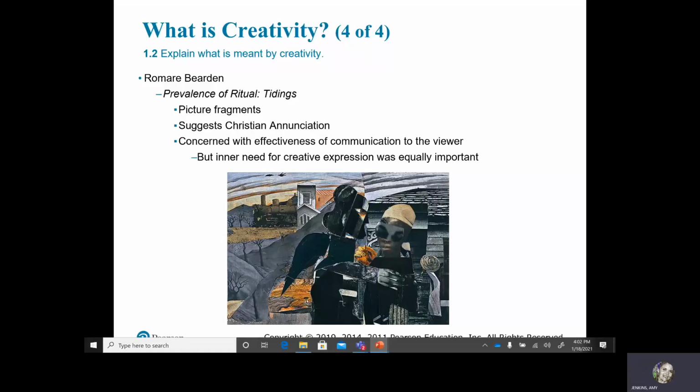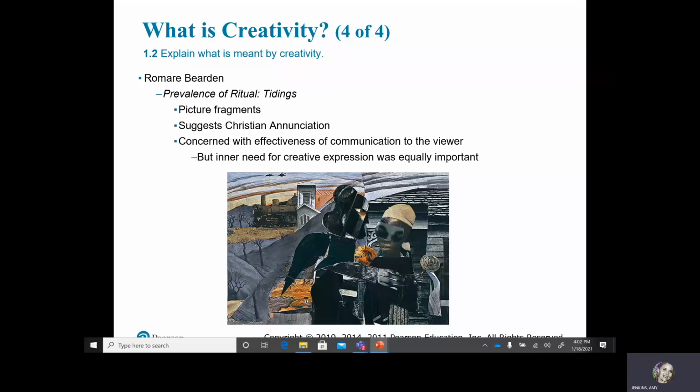What is creativity? So Romare Bearden here is taking a photo montage, a lot of fragmented images, to create an artwork. It's the prevalence of ritual tidings. It's picture fragments. It suggests Christian annunciation.